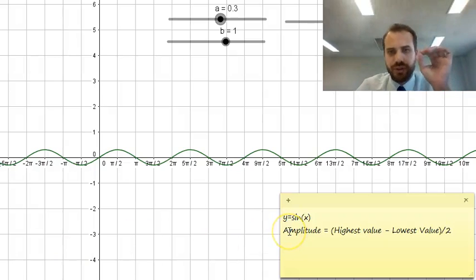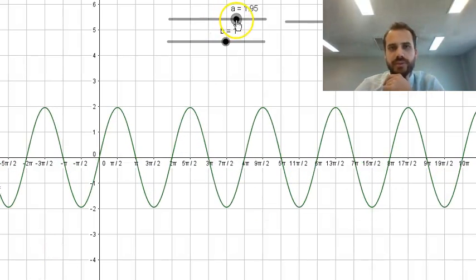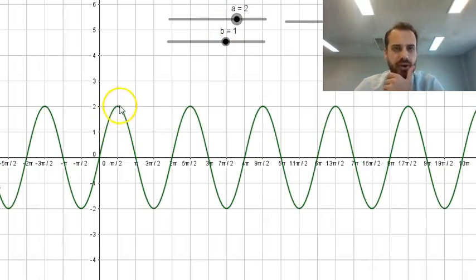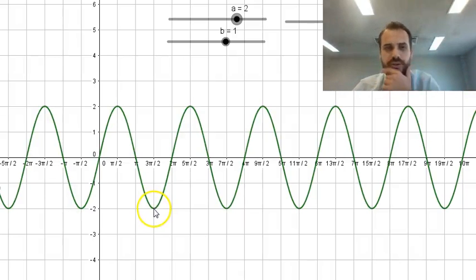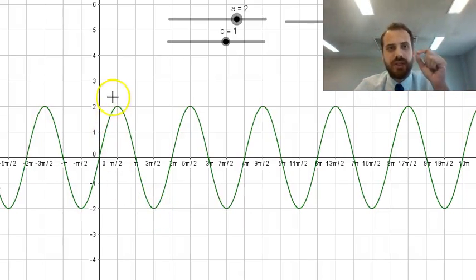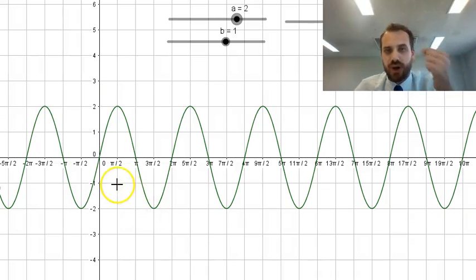So the amplitude is equal to the highest value of our curve minus the lowest value, divided by 2. For example, the highest value here is 2. The lowest value is -2. So the amplitude is 2 minus -2, which is equal to 4. Divide that by 2, the amplitude is 2.